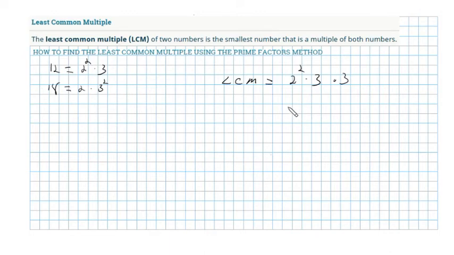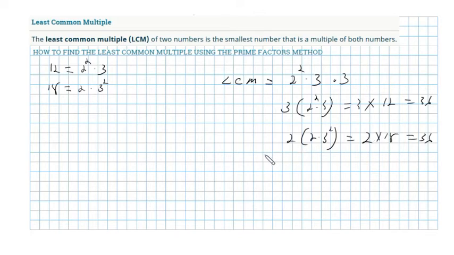This number is 3 times 2 squared times 3, obviously. So that's 3 times 12, which is 36. But I can also look at this number as 2 times 2 times 3 squared. See, 3 times 3, 3 squared. There is a 2 here, and so this becomes 2 times 18, because this is the 18 here. And so that's our LCM.